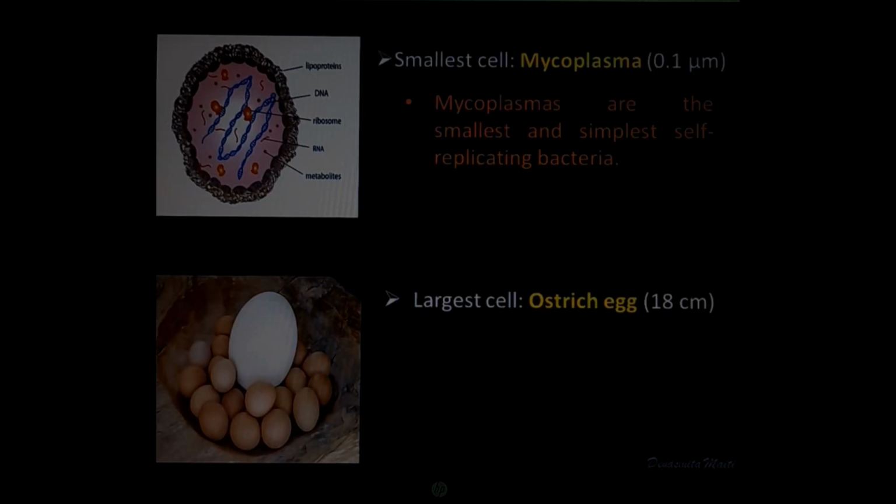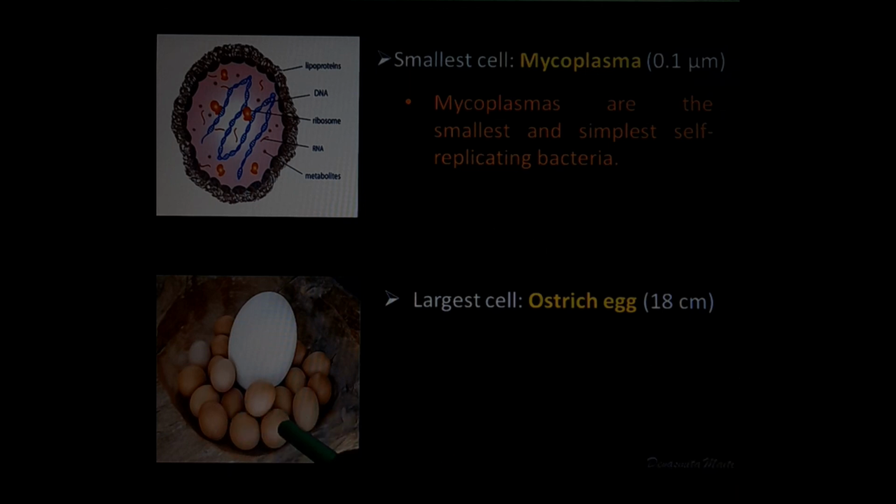The smallest cell is the mycoplasma. What is a mycoplasma? Mycoplasma is one type of bacteria. The size of the mycoplasma is 0.1 micrometer. This is the smallest cell, and the largest cell is the ostrich egg.